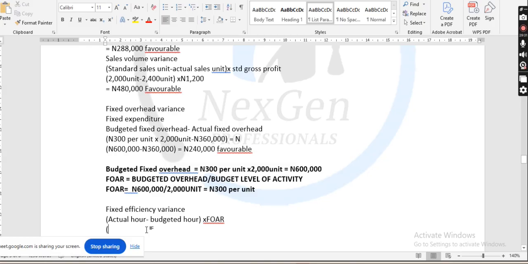Sometimes you may be given the actual hour for fixed overhead. That is why, when I'm solving a question like this, you need to have your writing material with you. Sometimes they may give you the actual fixed overhead hour. If you are given it, please use it. But if you are not given the actual fixed overhead hour, the labor hour will be your actual hour.